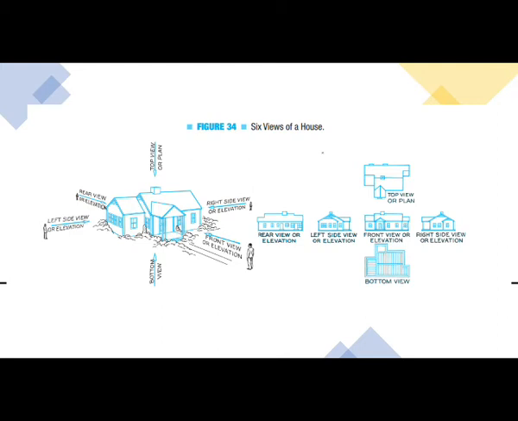These are the example of six views of a house. If you look at the house: front view, bottom view, rear view, top view, left side view, and right side view. Some other names are also there, right? When we convert this 3D to 2D, we have to draw like this, okay. And we have to understand which is the side view, which is the front view, and which is the top view.